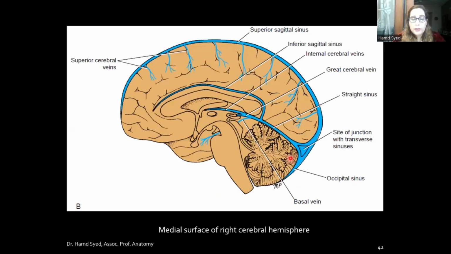If we look at the deeper veins, we remember there are two paired internal cerebral veins, and these two internal cerebral veins are traveling in the upper part of the third ventricle, and over here they join to form the great cerebral vein, which also receives the basal vein, and eventually drains blood into the straight sinus.